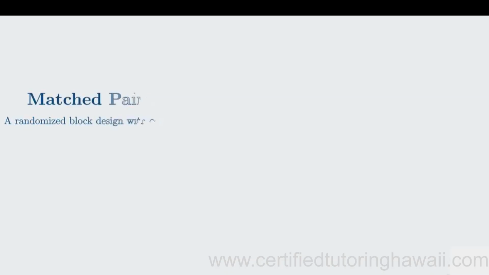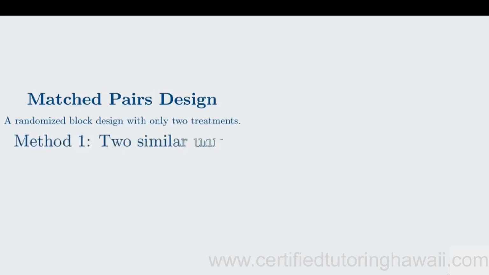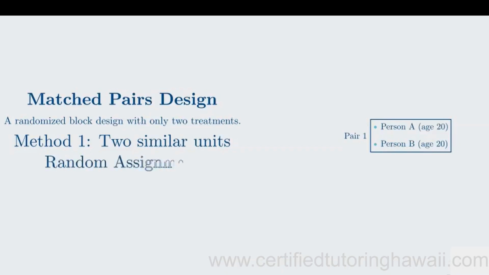The third specific type of design is the matched pairs design. You can think of this as a special case of a randomized block design where the block size is exactly 2. There are 2 ways to do this. First, we can pair up 2 subjects who are very similar. We match them on a variable that might affect the response, like age or health status. Then, for each pair, we flip a coin to decide who gets which treatment.